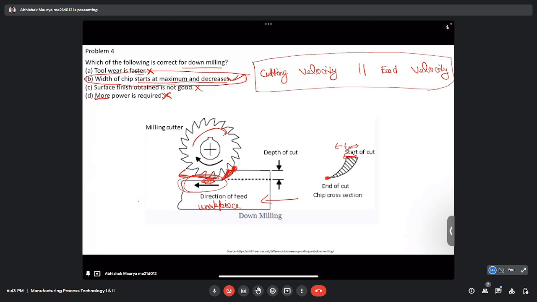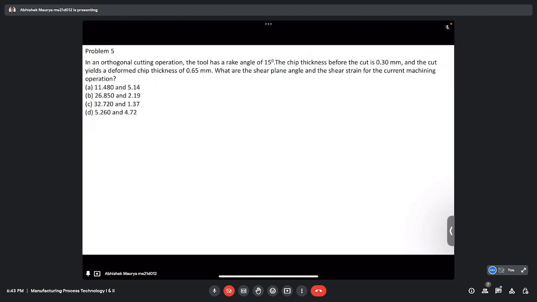So do any of you have any doubt in this problem? Is it clear to everyone, or is there still some doubt? Okay, it seems there is no doubt, so we will move to the next problem.